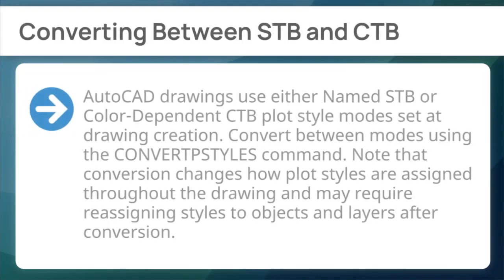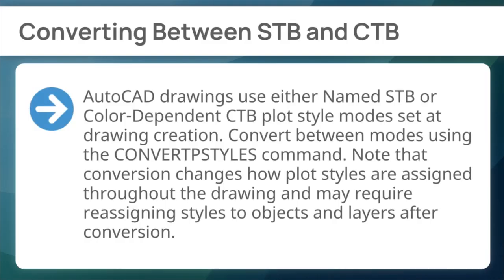Finally, converting between STB and CTB. AutoCAD drawings use either named STB or color-dependent CTB plot style modes set at drawing creation. Convert between modes using the Convert pstyles command.